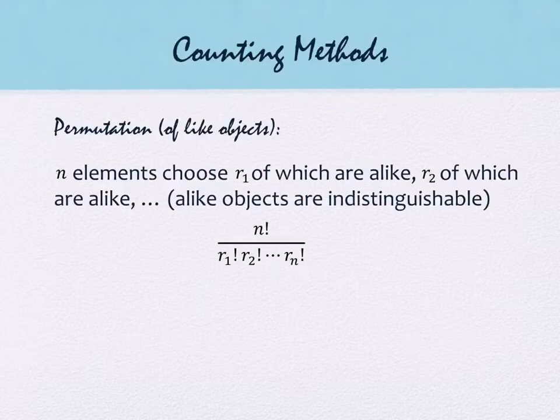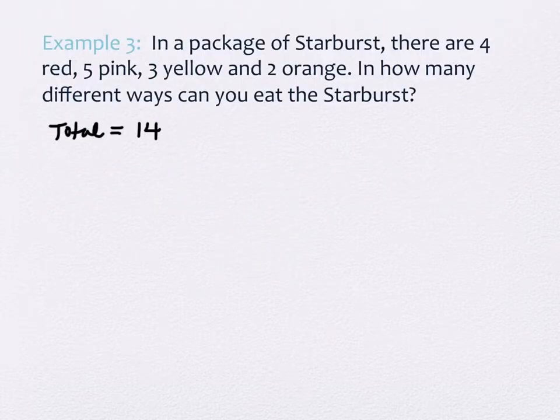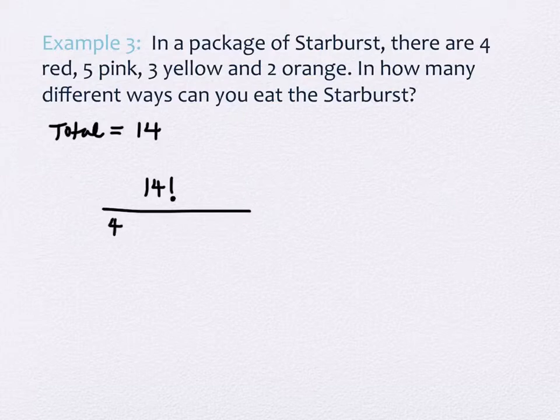So if we're using this formula, the 14 is what goes on top. There are 14 Skittles, so 14 factorial. And then the denominator, we're going to select each individual flavor and how many they have. So the first one listed is red. There are 4 red, so that's 4 factorial. And then I have 5 pink, so that's 5 factorial. 3 yellow, so 3 factorial, and 2 orange is 2 factorial. Okay, everybody good so far? Okay, that's what the setup looks like.